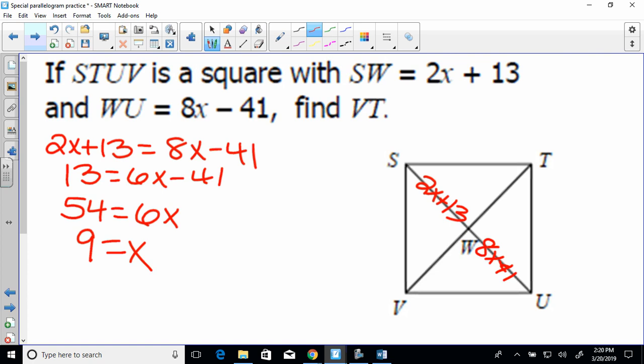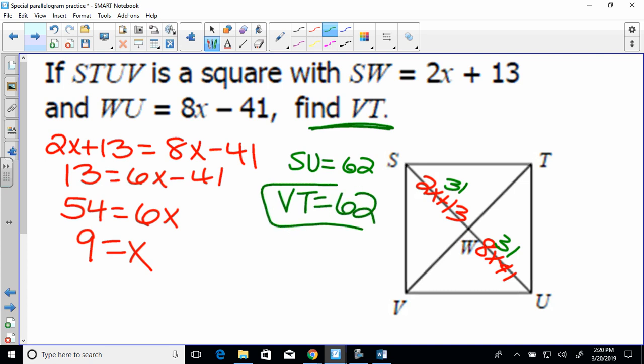We have that 9 is equal to x. So then let's plug it in and figure out what each one of those is equal to. And when I plug it in, I know that this is 31 and this is 31. So then that makes SU equal to 62. You've got to add them all together. Still, we haven't answered our question because we're looking for VT. Now, VT is the other diagonal. And remember, the diagonals in squares are congruent. So if SU is 62, then that makes VT 62 as well. Okay? And so there is all of your practice.